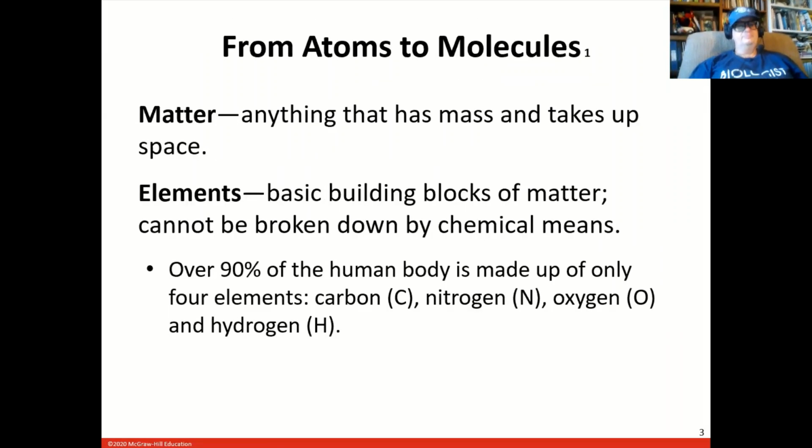Anyway, let's move on. So basic definitions: matter is anything that has mass and takes up space. Elements are basic building blocks of matter that we can't break down through chemical means. Yeah, I know you can split the atom and all that and nuclear energy, but that's not what we're talking about. More than 90% of the human body is carbon, hydrogen, oxygen, and nitrogen. If you want to add 2 more to that and get up to 96%, it would be sulfur and phosphorus.